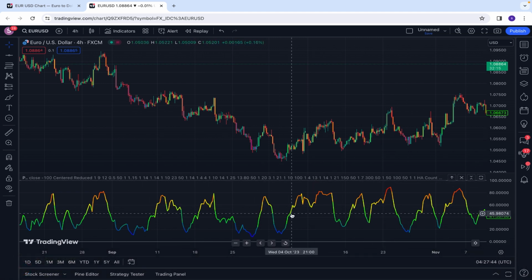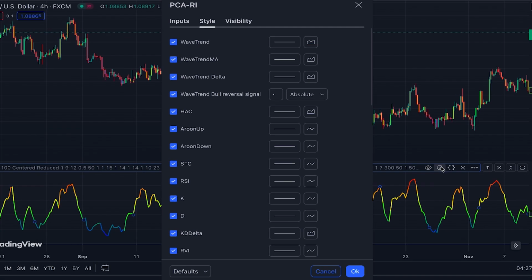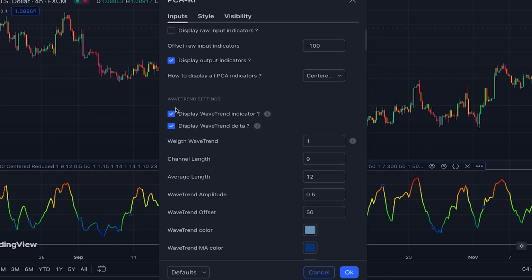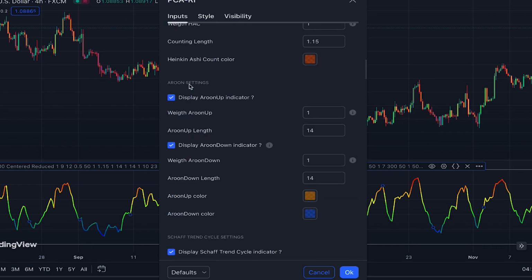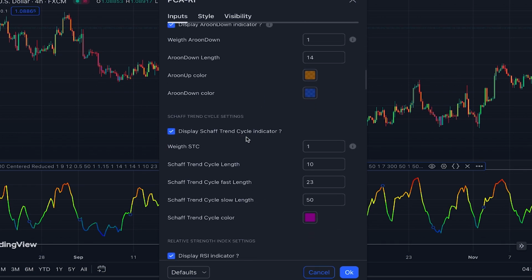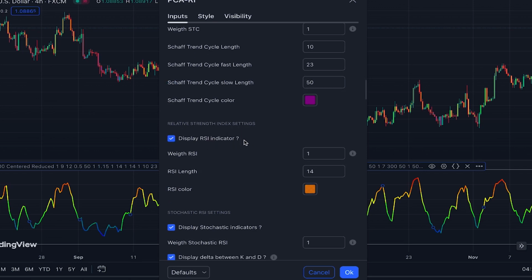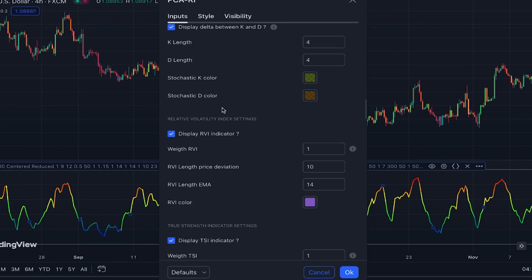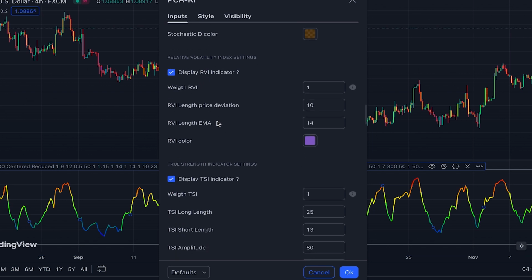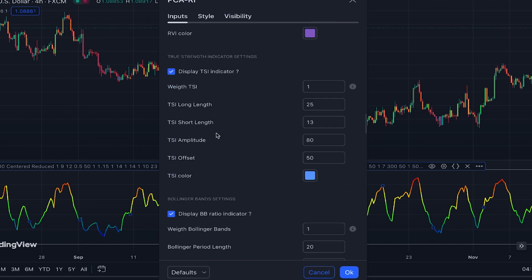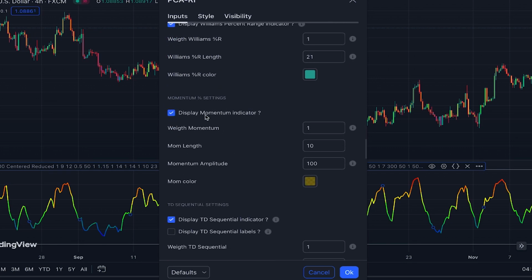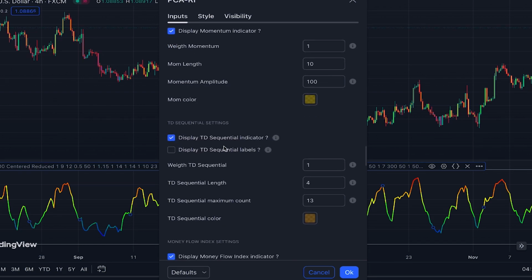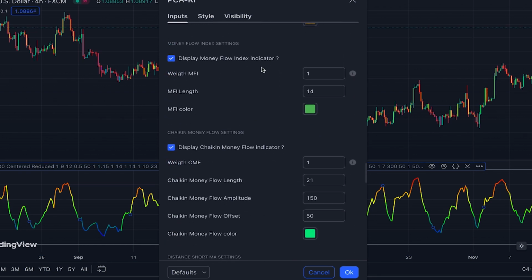In this indicator, several commonly used indicators are applied in the calculation. If we go to the settings of the indicator, here in the inputs tab, you can see we have wave trend indicator, we have Heiken Ashi count indicator. If we scroll down, you can see we have a rune indicator, we have Schaff trend cycle indicator here, we have RSI relative strength index, we have stochastic oscillator, we have also RVI relative volatility index, here we have TSI true strength index. If we scroll down here, you can see we have Bollinger Bands, we have Williams %R, here we have momentum indicator, also TD sequential indicator, and we have two volume indicators, money flow index and Chaikin money flow.